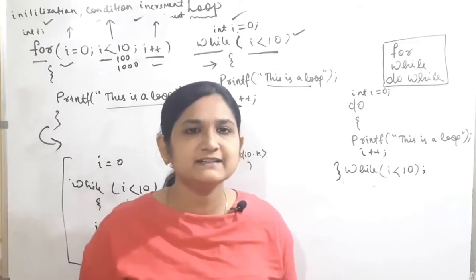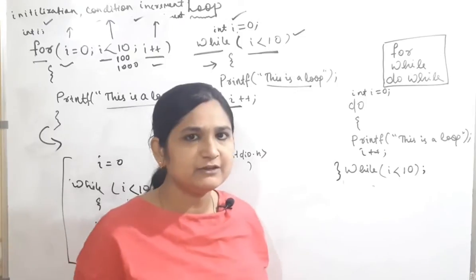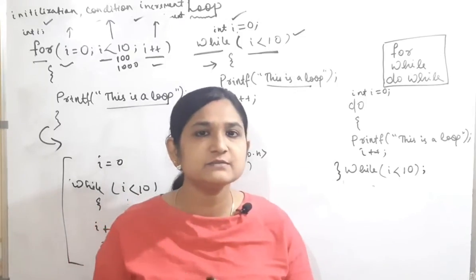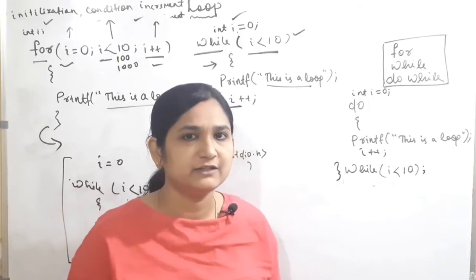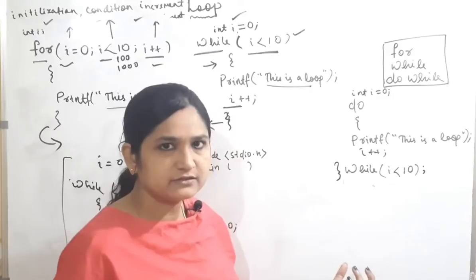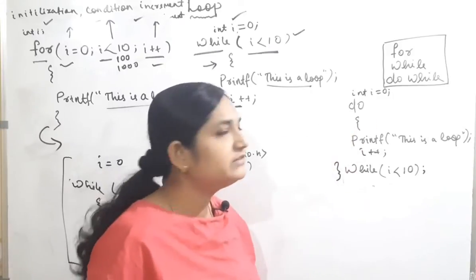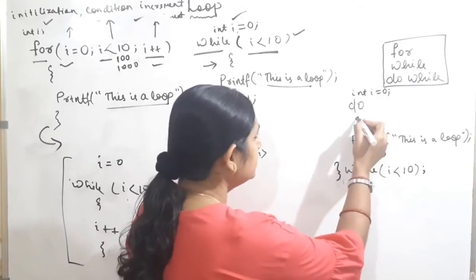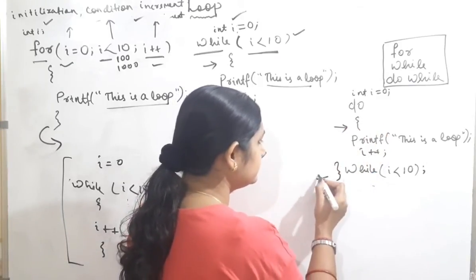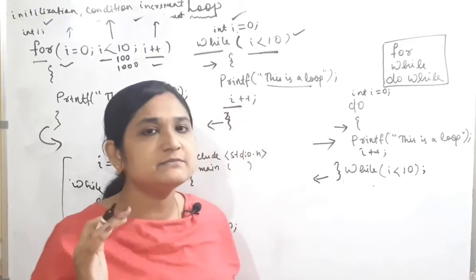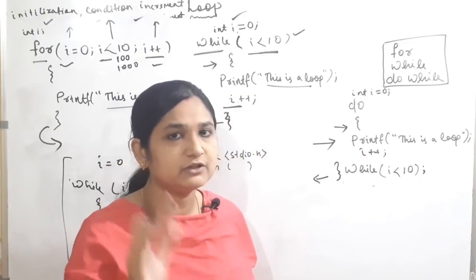Now let's move on and discuss about do while loop. So in do while loop, two keywords are used: do and while. Okay, so what is the difference between while loop and do while loop? The difference is, here you can say I have taken a variable I, initialized to 0. After that I have used the keyword do for do while loop, and the loop body starts here, the loop body ends over here. Okay, and inside the loop body I have written the same printf statement. This is a loop which I want to print 10 times.